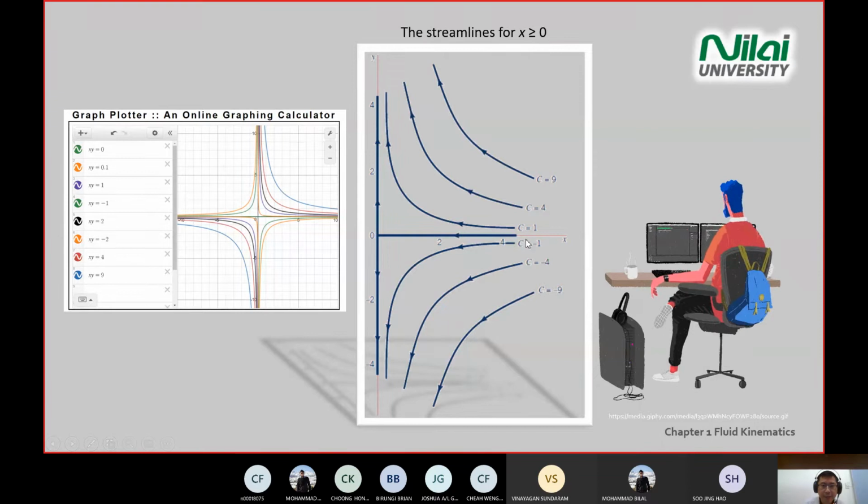So from here, you will have C equal to 0, and then 1, -1, and so on. You can see the value. So these are the streamlines when you have a certain value or constant.